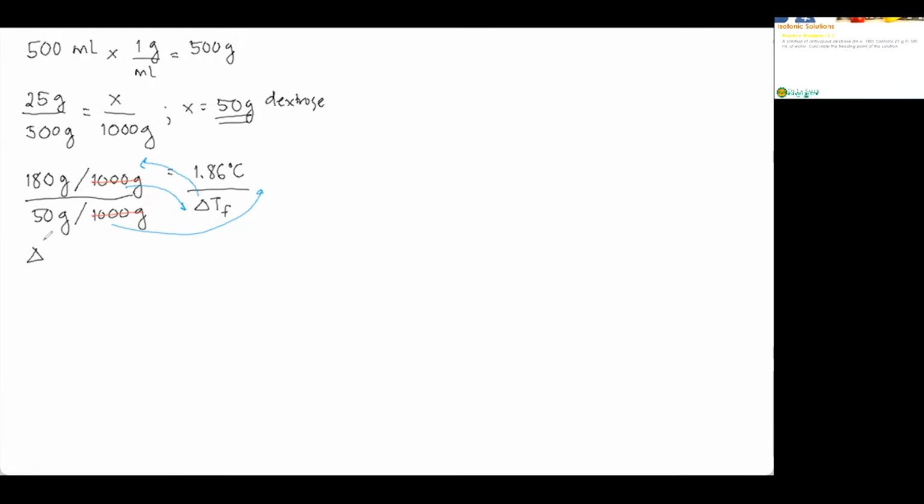So the freezing point depression, delta TF, is equal to 1.86 degrees Celsius times 50 grams divided by 180 grams. The delta TF, therefore, is equal to 0.5167 degrees Celsius, or approximately equal to 0.52 degrees Celsius.